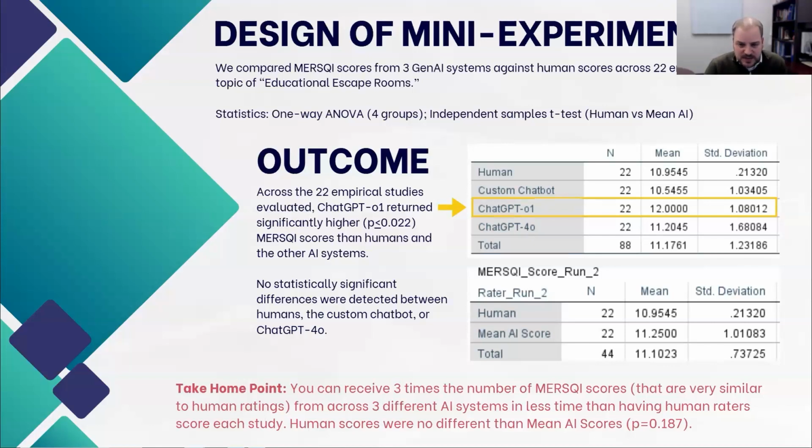So for me, the next time that I conduct a meta-analysis, I do find it very tempting to use this particular approach because 1, it was very quick and efficient, and 2, it does seem to be returning scores that are very, very comparable to human ratings.